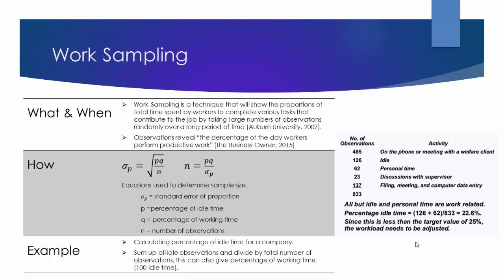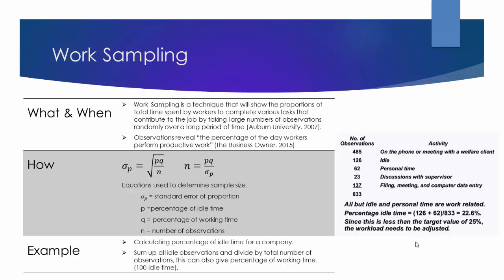The next section on this presentation is on work sampling. According to Auburn University, work sampling is a technique that will show the proportion of total time spent by workers to complete various tasks that contribute to the overall job by taking large numbers of observations randomly over a long period of time. Also, according to the business owner, observations reveal the percentage of the day workers perform productive work.